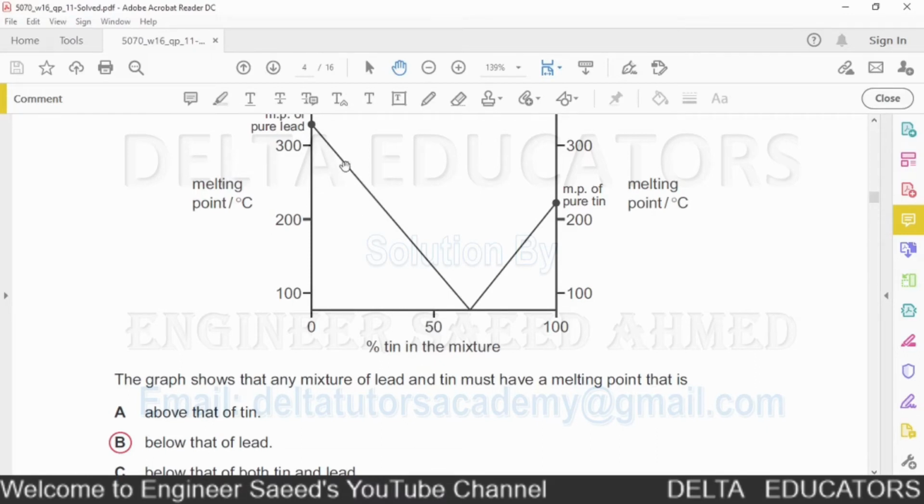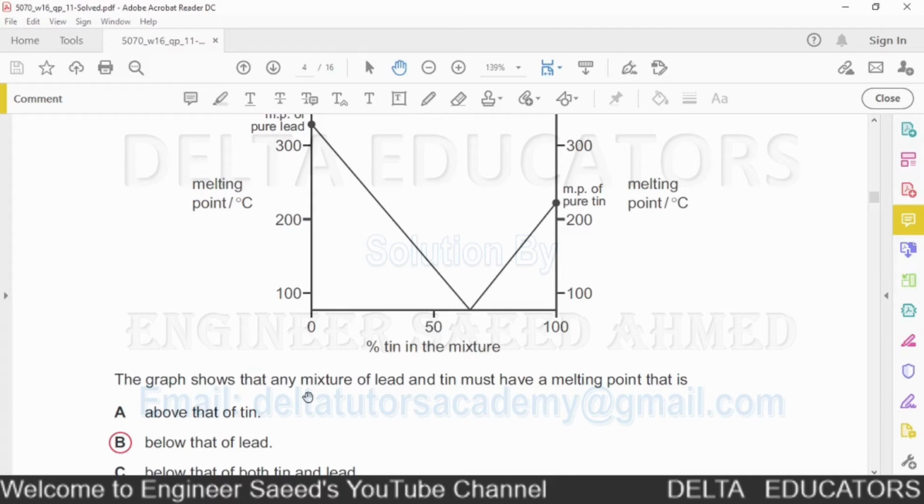Here it is the melting point of the mixture, and in option A it is given as above that of tin. This is the melting point of tin, and this is the melting point of pure lead. Above that of tin means above the melting point of pure tin. So the melting point of the mixture is above this line, above this point. Means here the melting point is in this region. So this option is incorrect, because here we are looking that the melting point is also below this region. Here also we have the melting point of the mixture. So option A is incorrect.